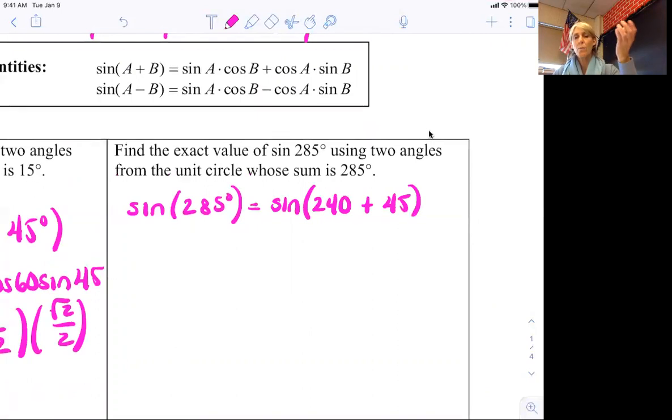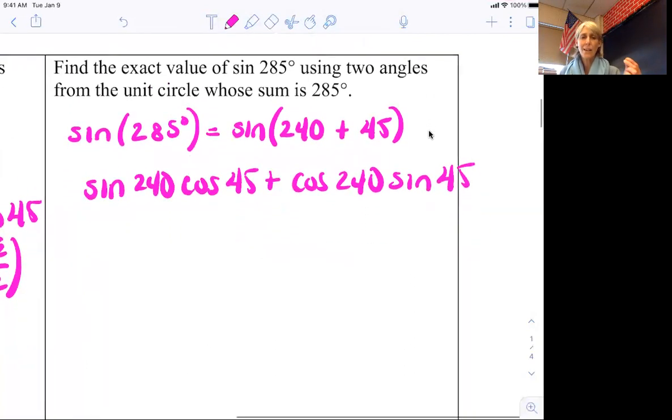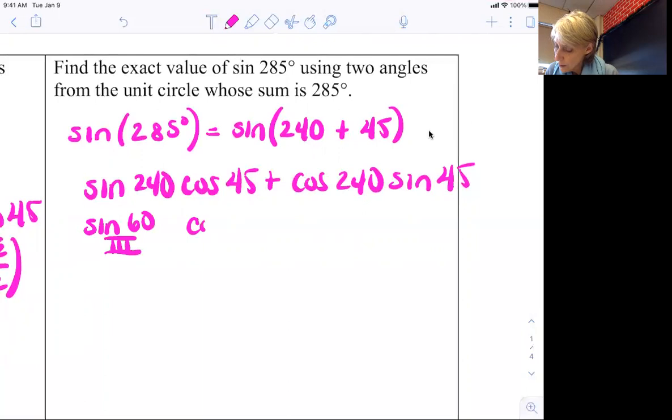And I know that 240 is a multiple of 60, and 60 is on my special triangle. So I'm going to work out sine 240 cosine 45 plus cosine 240 times the sine of 45. So now here's where we really have to go back to last unit and think about what the sine of 240 is. Sine of 240 is really the sine of 60 in quadrant 3, and the cosine of 240 is the cosine of 60 in quadrant 3.